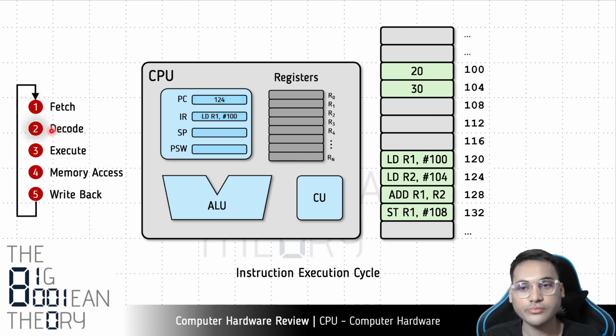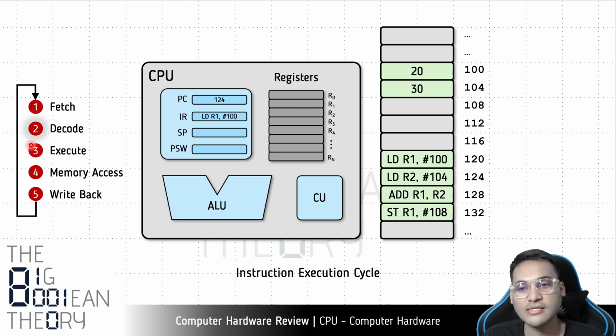Next is the decode step. In this step, the CPU, or the control unit, decodes the instruction. When decoding, it figures out what operation has to be performed. In this instruction, it figures out that it has to do a load. Loading means moving some data from the memory to some register. It also figures out the operands. The first one is the 100th memory location, the source, and the destination location is R1. So it figures out that data has to be moved from 100 to R1, and the control unit will accordingly send out signals. This is the decode step, where we figure out the operation and the operands.